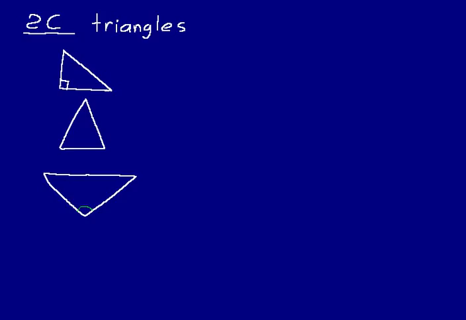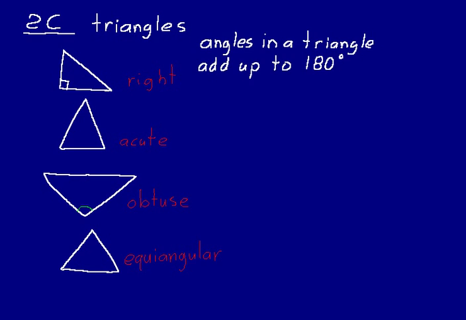And then an equilateral triangle, or equiangular as well, all 3 angles are the same measure. Let's talk about an equiangular triangle a little bit more. Now, if all the angles are equal to each other in an equiangular triangle, what are they equal to? Well, hopefully you remember that the sum of the angles inside a triangle always adds up to 180 degrees. That's a very important thing to remember about triangles. The angles in a triangle add up to 180 degrees.